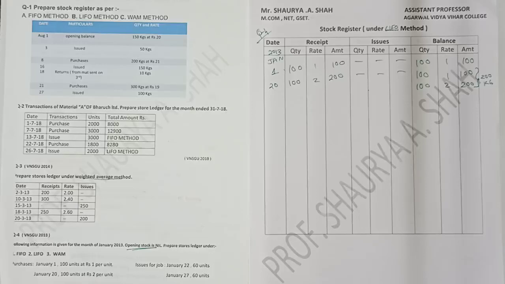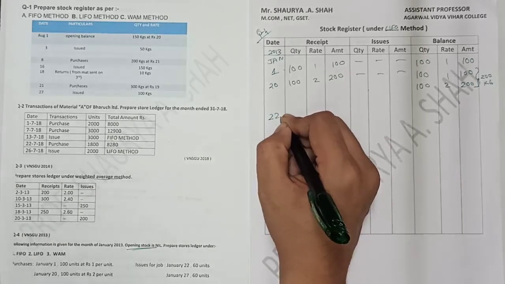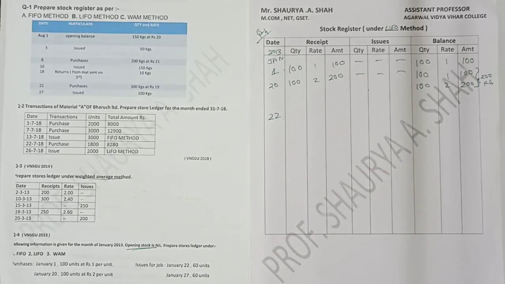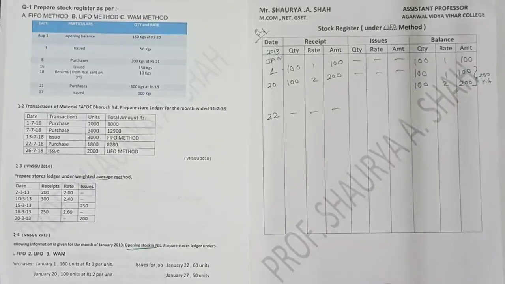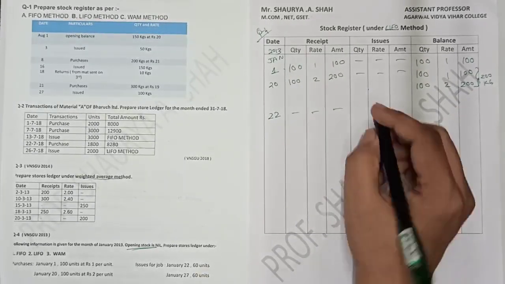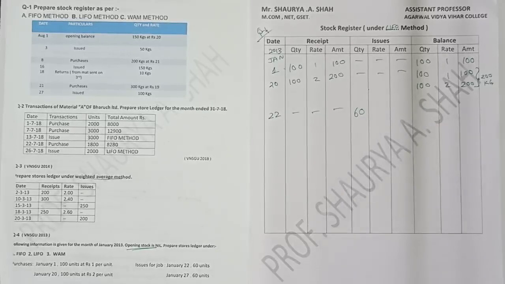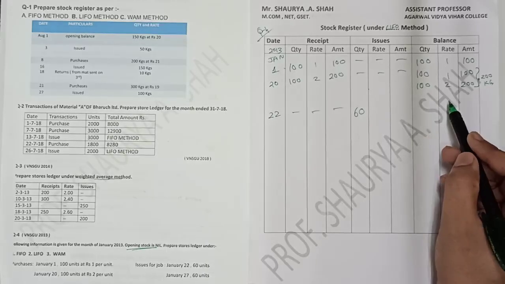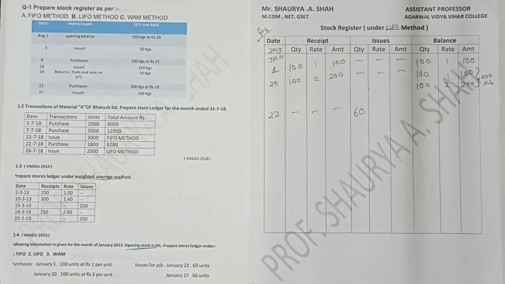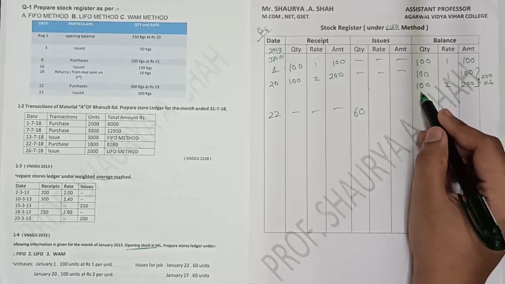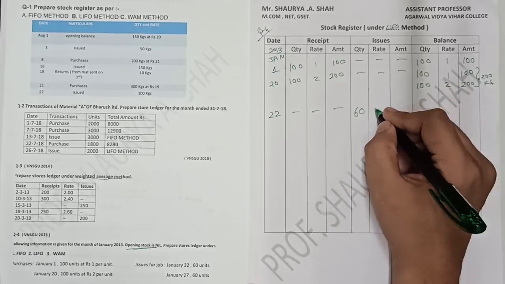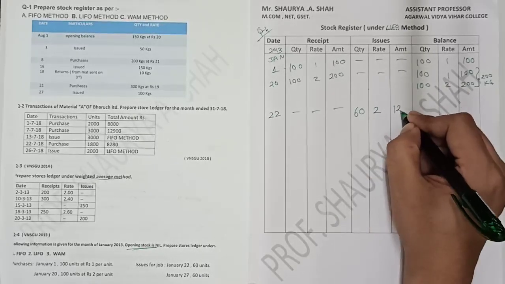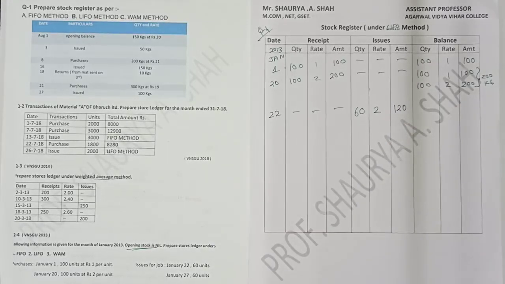Now starting with the issues, that is on 22nd of January, your issue is 60 units. In the earlier method, we took it from the first batch. But here it is LIFO. So who came last? The 100 units family with 2 rupees price came last, right? So we will take out 60 units out of this family. So 60 into 2 equals 120.